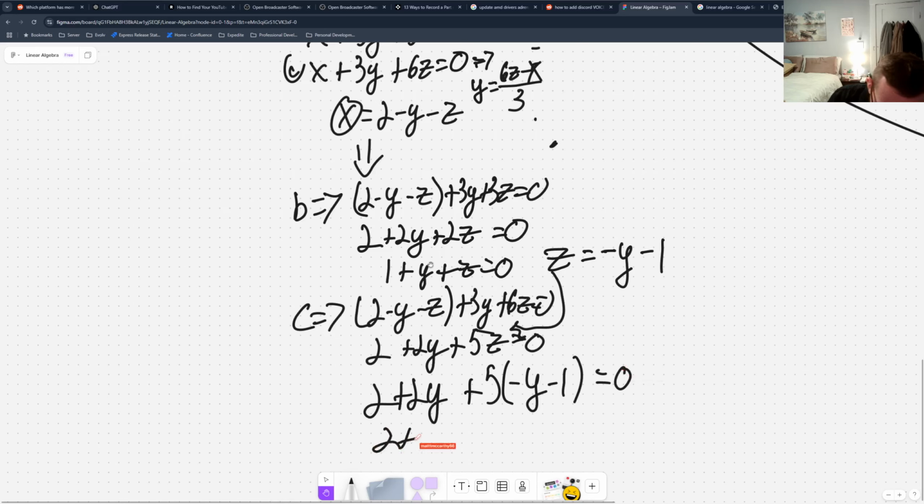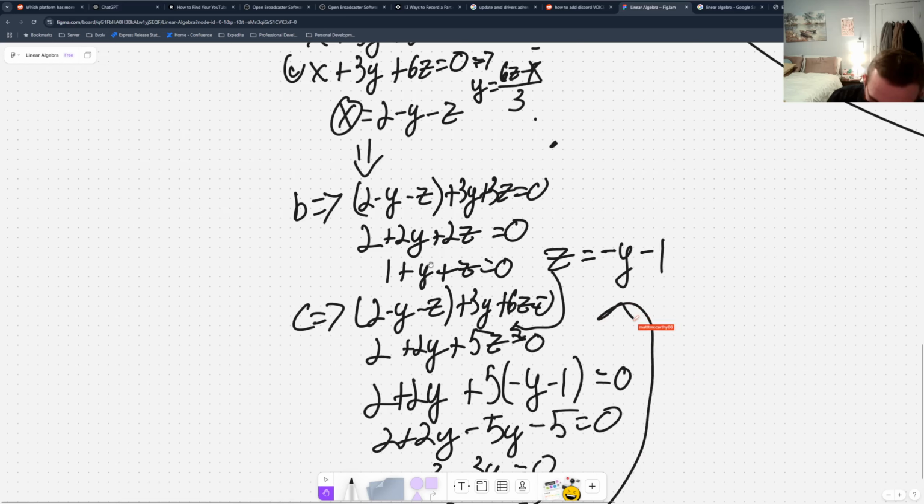So that's 2 plus 2y minus 5y minus 5 equals 0. And then we can simplify 2 minus 5 is negative 3. 2y minus 5y is negative 3y equals 0. Then we can add 3y to each side, so then we get 3y equals negative 3, right? And then y equals negative 1, and then we can plug this back up.